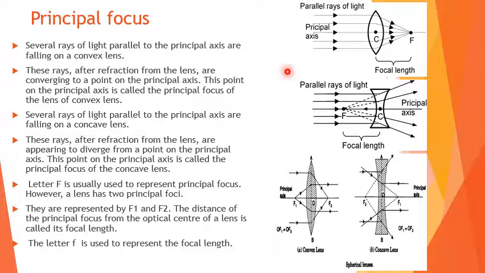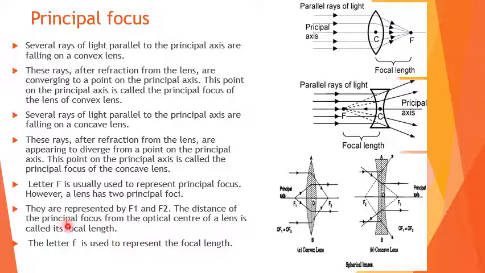Now here it will have two, because if the ray is passing from the left side, the principal focus will be on the right side for convex lenses. Whereas if the ray of light comes from the right side, then the principal focus will be on the left side. So from both sides it is possible, because it is a transparent medium. They are represented by F1 and F2. Since it is there on both sides, you can see in this last figure, we have to represent them as F1 and F2.